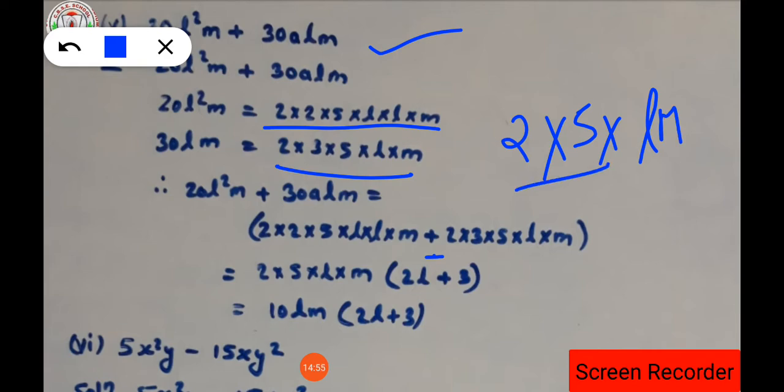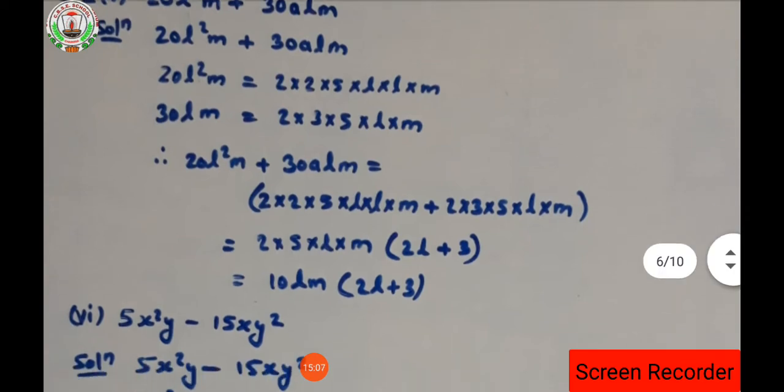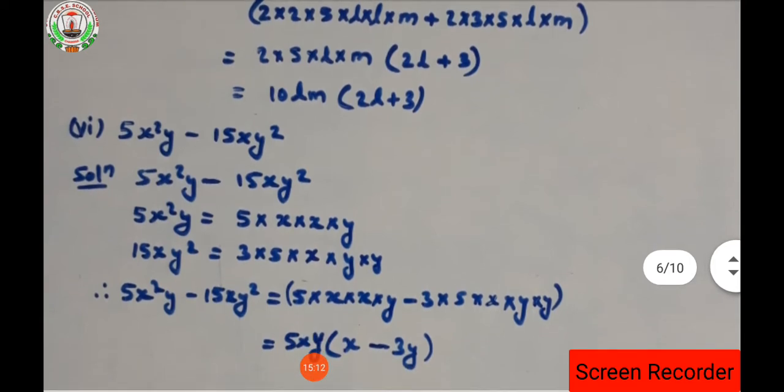So it will become 10lm. And what is left inside the bracket? That is 2l plus 3. So what is the answer for that? That is 10lm into 2l plus 3. Isn't it? Now, sixth part, 5x square y minus 15x y square.